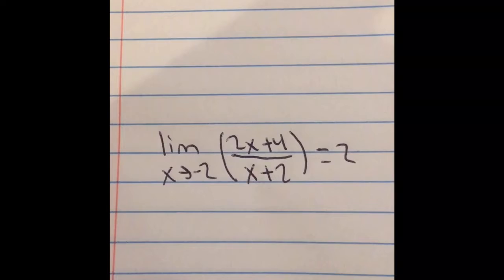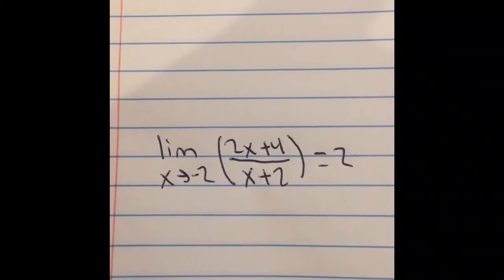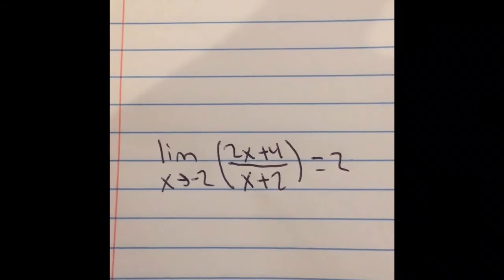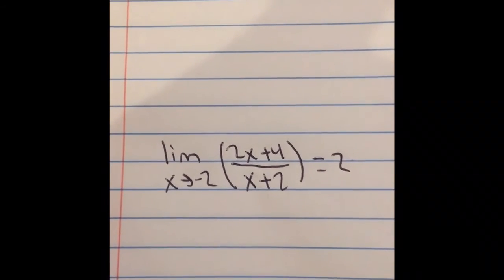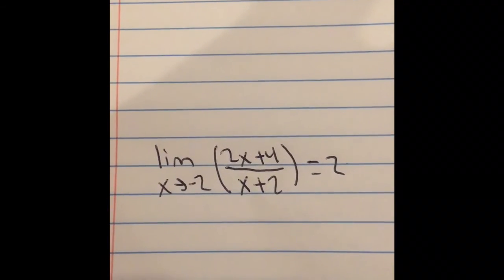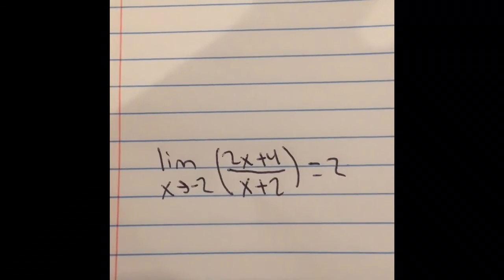So in conclusion, the limit as x approaches -2 for the equation (2x + 4)/(x + 2) equals 2. In calculus, you're going to get a lot more confusing problems than this one, but if you follow these simple concepts and steps, you'll be able to slowly work your way through any problem that comes your way.